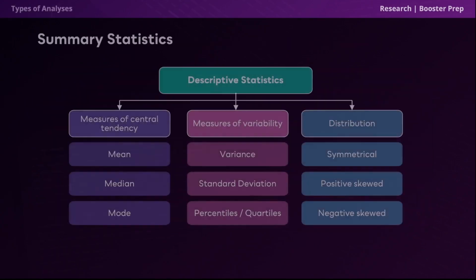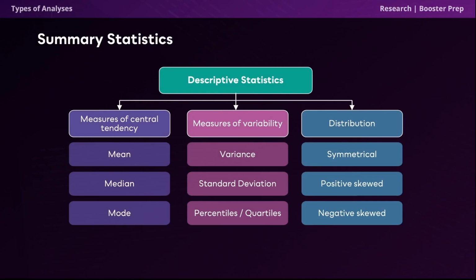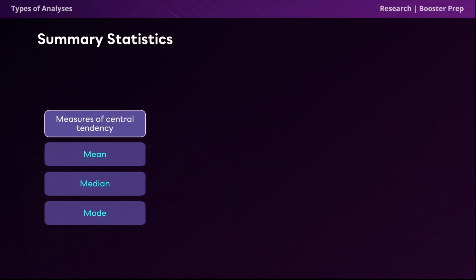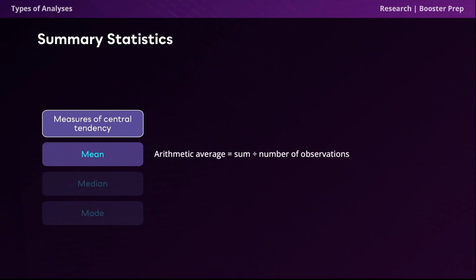Now, when we discuss descriptive statistics, there are three main components you should know. The first are the measures of central tendency, then we have measures of variability, and then the distribution type. Let's begin by discussing the measures of central tendency. There are three measures of central tendency you must know for your exam. The first is the mean, which is the arithmetic average of the dataset. It's calculated by taking the sum divided by the number of observations or data points.